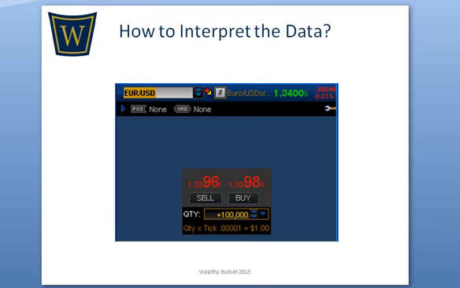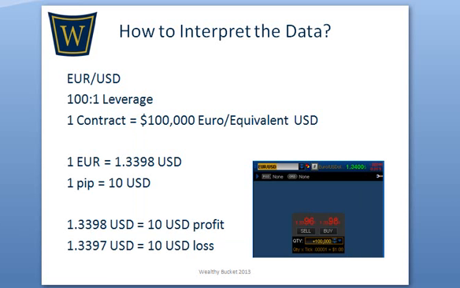Currency pairings are always reflected in a primary and secondary currency. For this example, the primary currency is the euro. The secondary currency is the US dollar. All profit and loss will be reflected in the pair's secondary currency. For this example, all profit and loss will be reflected in US dollars. Let's take a closer look at what profit or loss would look like.